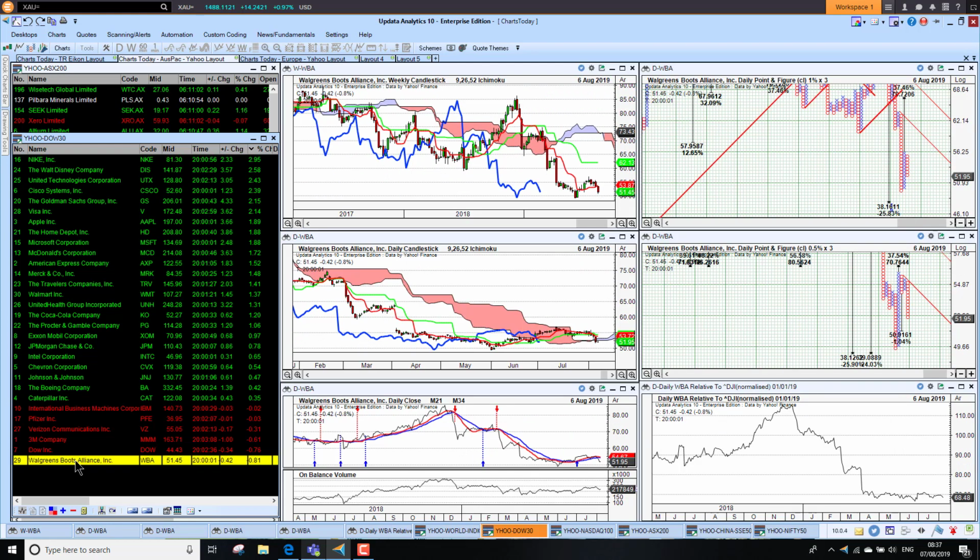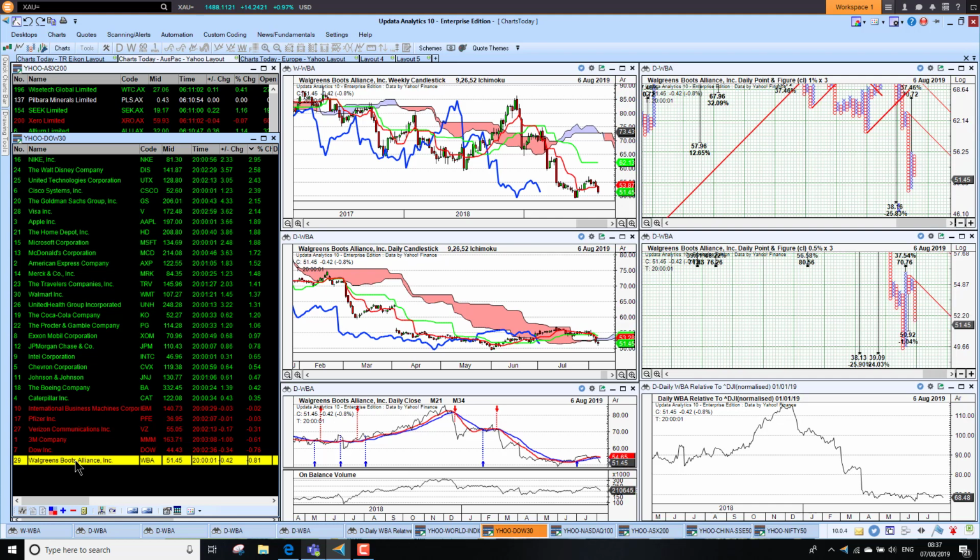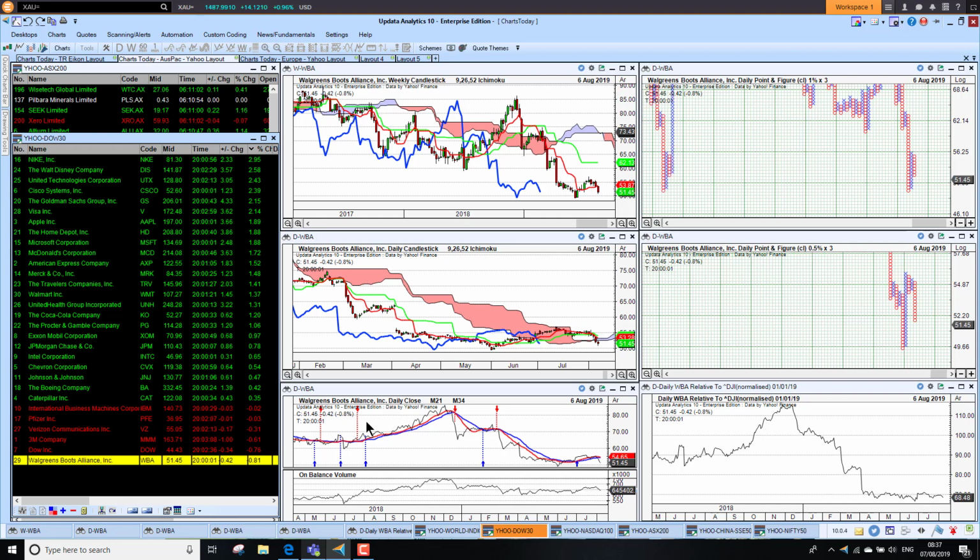Walgreens Boots, they were down 0.8%. That chart looks absolutely terrible. They've underperformed the Dow by 32% this year, so not a great picture there.